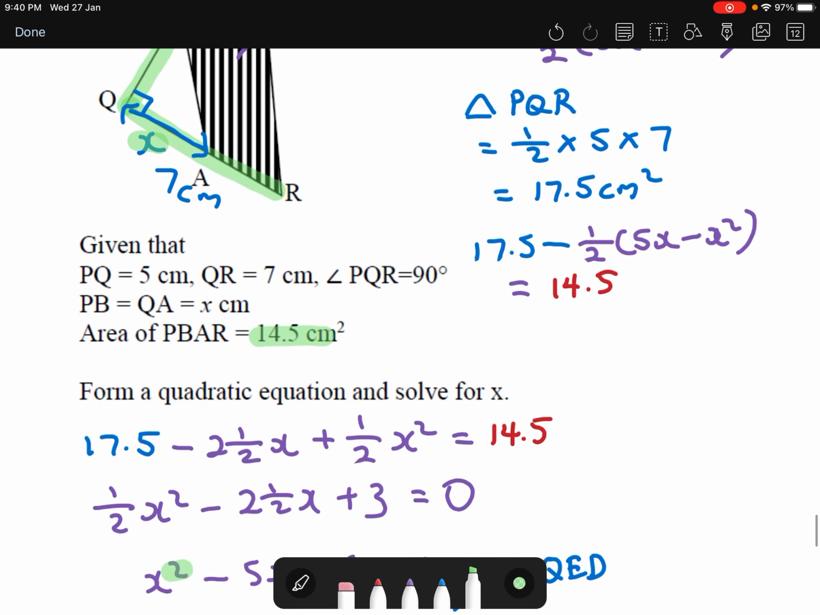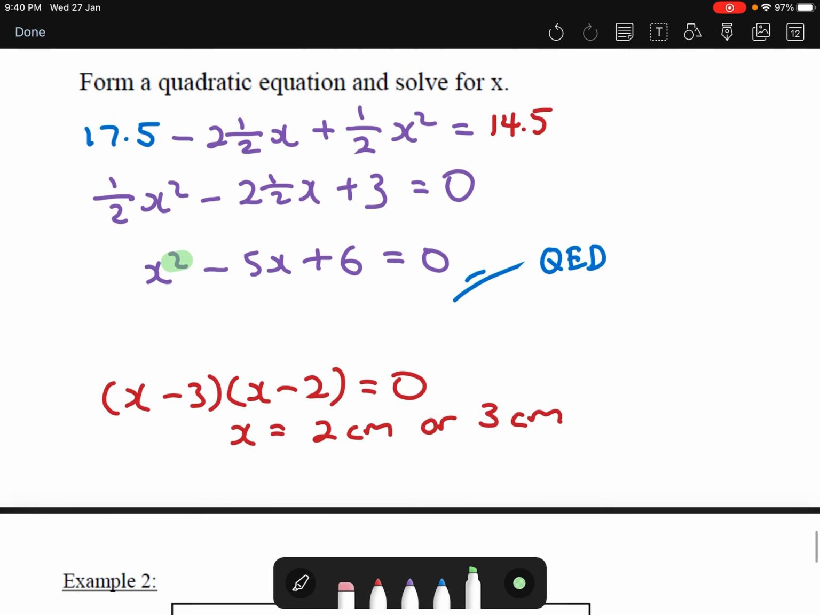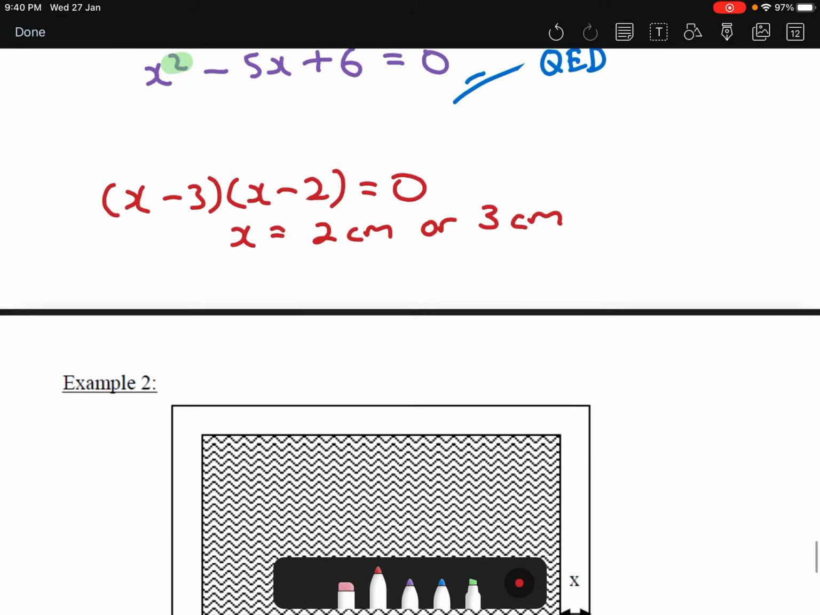3, 2. I think we should not reject. We just give them 2 or 3 because both are positive numbers. Okay, so this is the answer for example 1. We solve the quadratic equation. Let's move on to example 2.